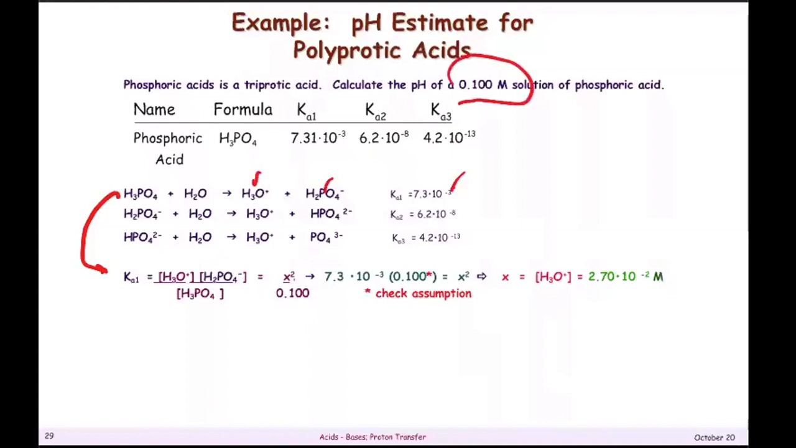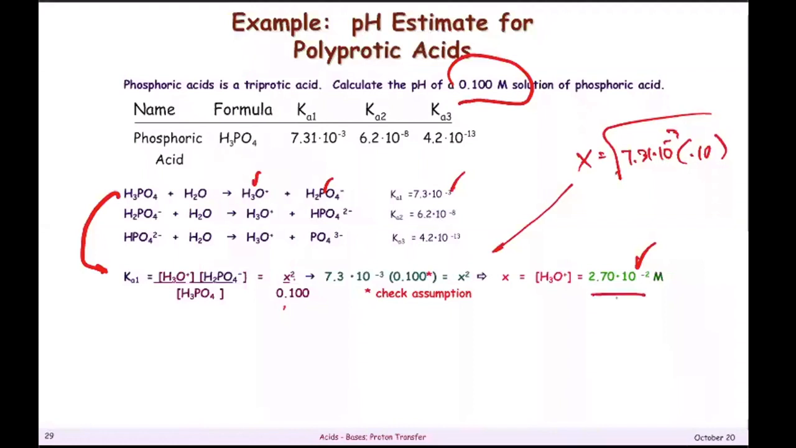And that's 0.1. So we can basically say that X for that first equilibrium is the square root of 7.31 times 10 to the minus 3 times 0.10. And if you do that equation, this is the value that you get. Double check. Now this value that you get is this concentration right here, which is what you will use in the second equilibrium. Okay, you need to solve the first to solve the second, because you use the results of the first to give you the initial.